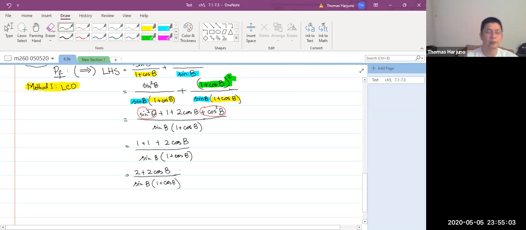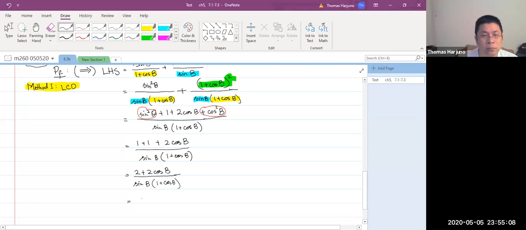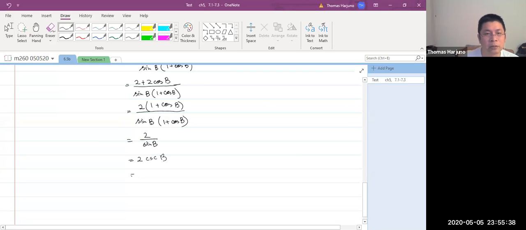What do you think I should do next? Factor 2. Factor the 2 out. And you suddenly see something cancel, right? That's 2 over sine B. That's 2 cosecant B. That's our right hand side. That's the end of the proof.